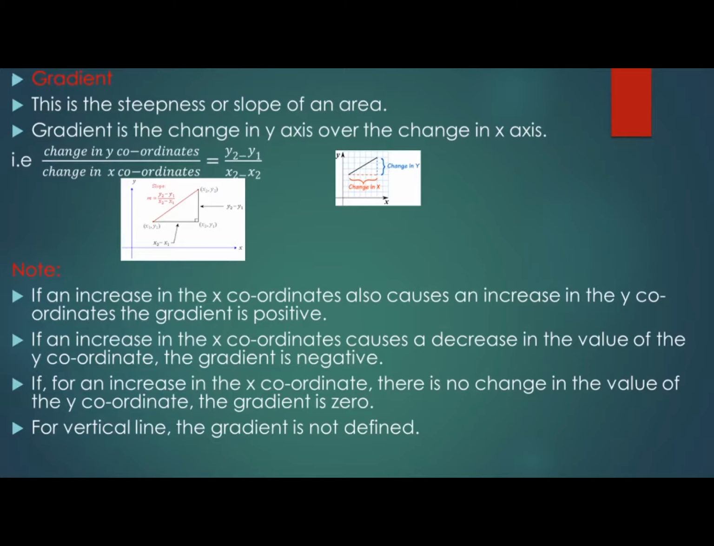That gradient is negative. And for a line parallel to the x-axis, a horizontal line, the gradient is 0. That means with an increase in the x-coordinate there is no change in the y-coordinate, and therefore the gradient is 0. For a vertical line, that is a line parallel to the y-axis, the gradient is undefined, that is, it is infinite.